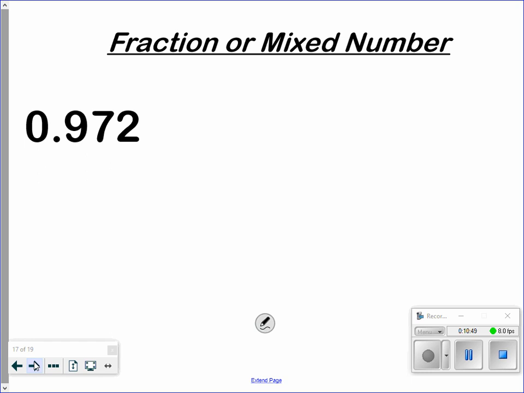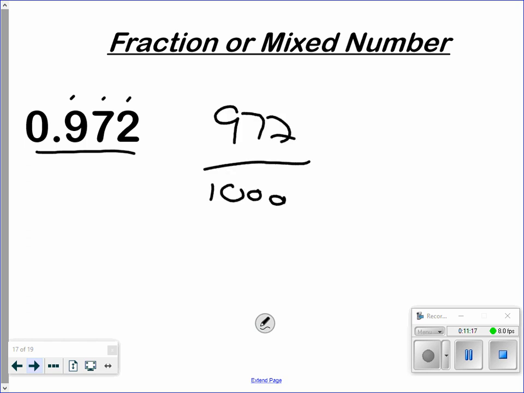Fraction or mixed number. Kids, you're going to see the number 0.972, and you're going to be like, how do I put that as a fraction? This is like probably the easiest thing I'll teach you all year, so watch very closely. You're taking a look at this number. How would you read this number? We've been doing this. It'd be 972 thousandths. How do we know? Tenths, hundredths, thousandths. All you have to do is put 972 over 1,000 because it's 972 thousandths. So what this means is 972 over 1,000.